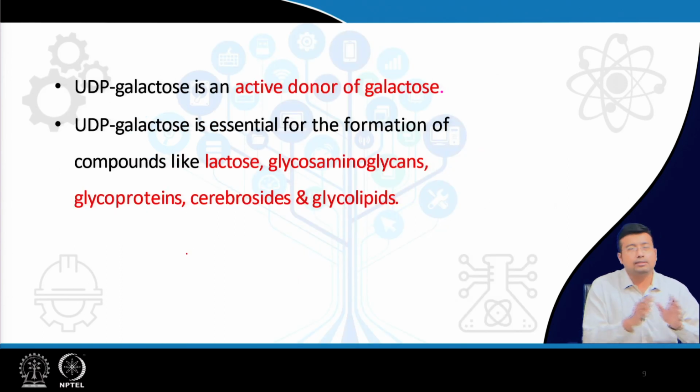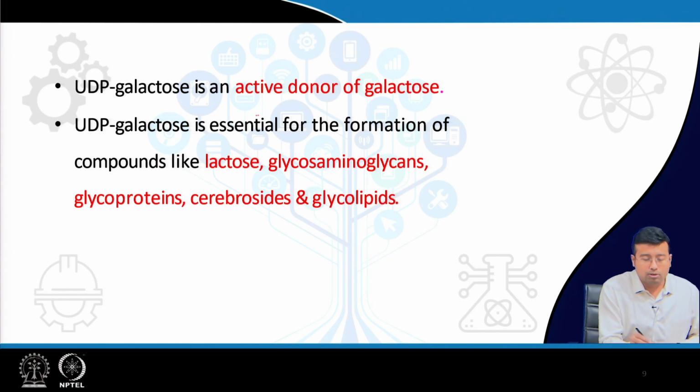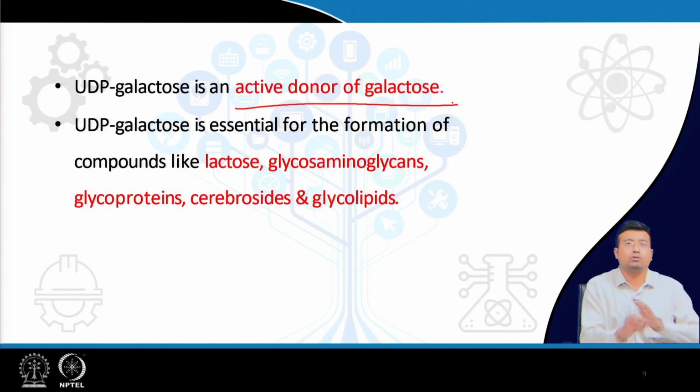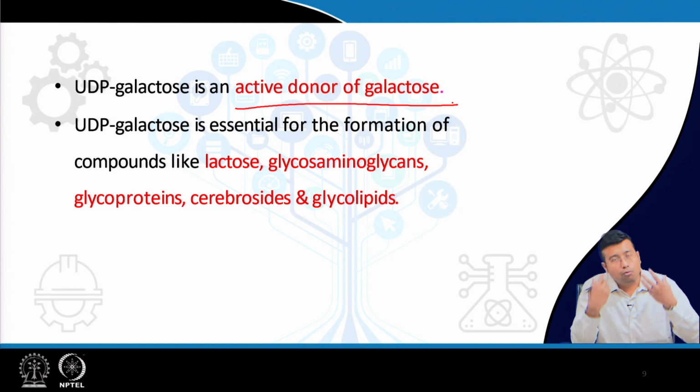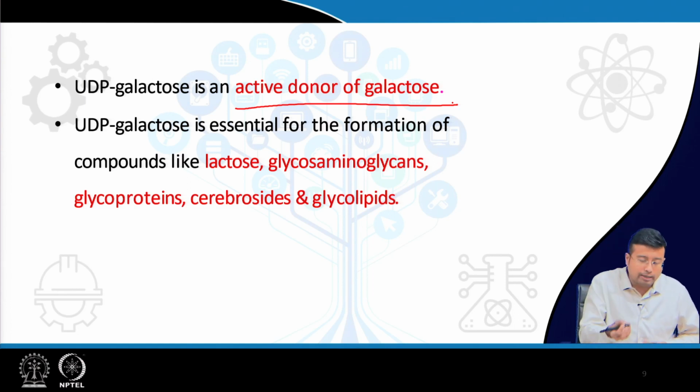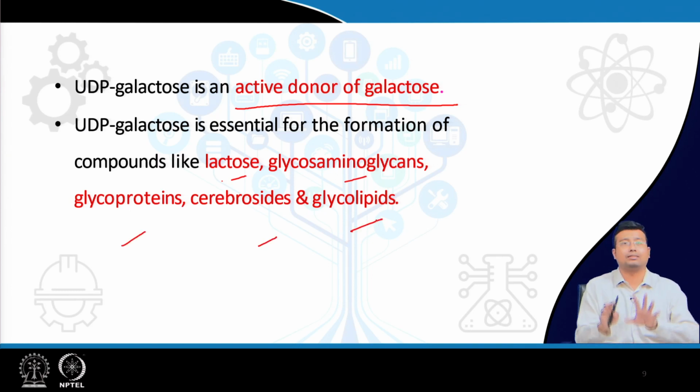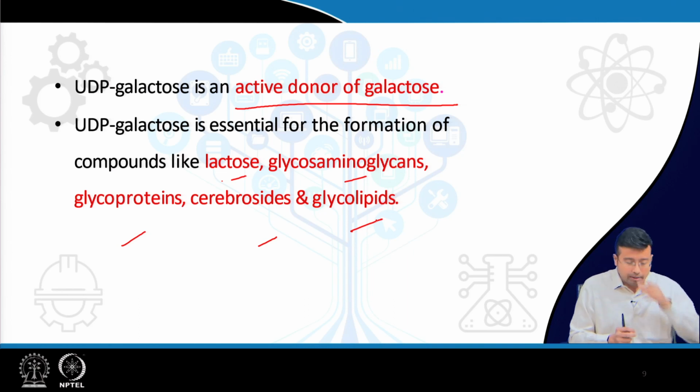There are two things that you need to keep in mind. UDP galactose is the active donor of galactose in any synthetic reaction. So, what synthetic reactions? UDP galactose is essential for the formation of compounds like lactose, glycosaminoglycans, glycoproteins, cerebrosides, glycolipids, etc. These are the compounds that need galactose, and galactose needs to be donated in the form of UDP galactose, fine.